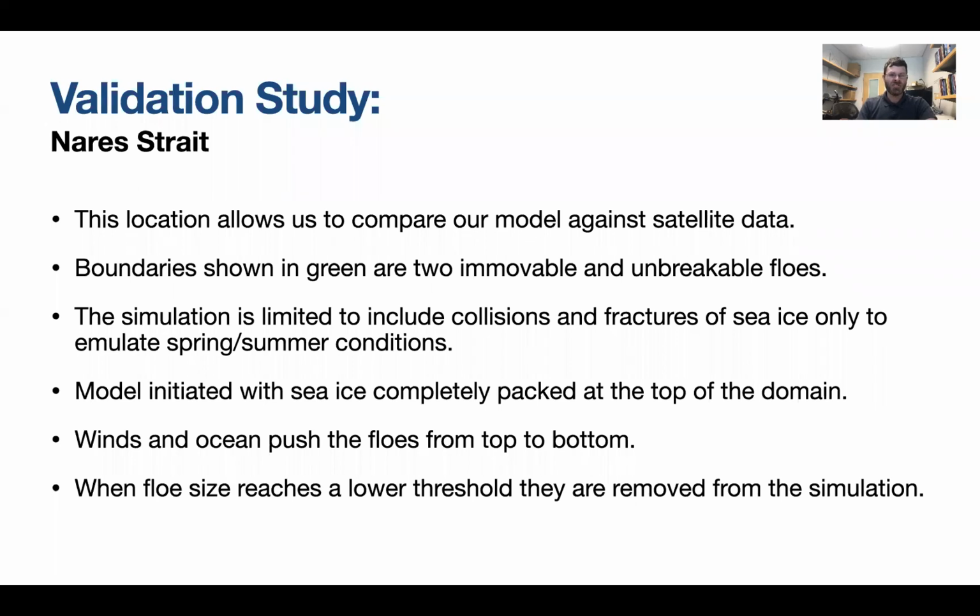So our first study will be looking at the Nares Strait. The Nares Strait is a waterway between Greenland and Canada, and this location was chosen because there are a number of satellite observations from this region, which will allow us to validate our model. We can look at things such as the mass transport through the region, as well as the features that are observed in the sea ice upon breakup, such as the arch formation.